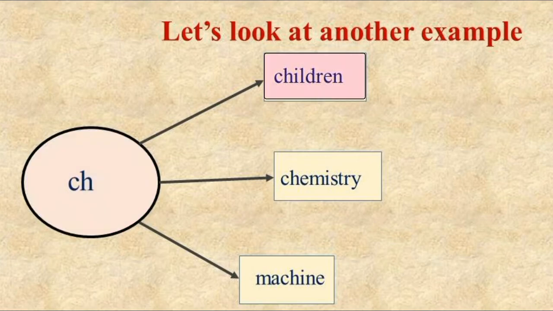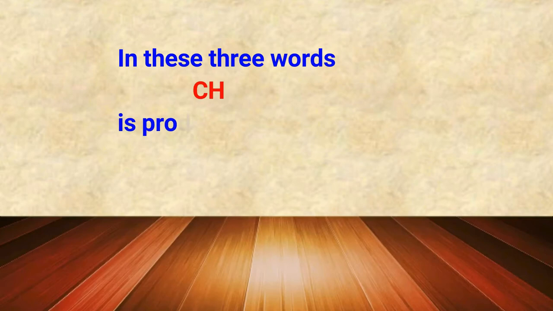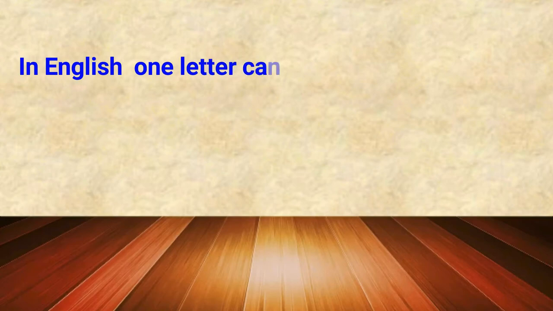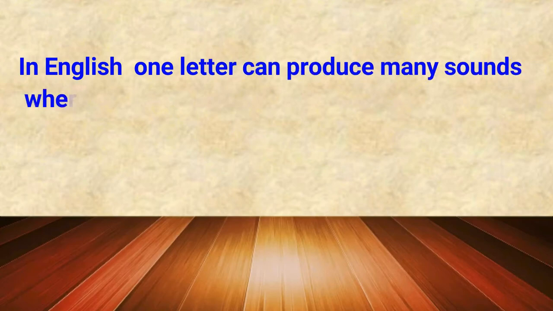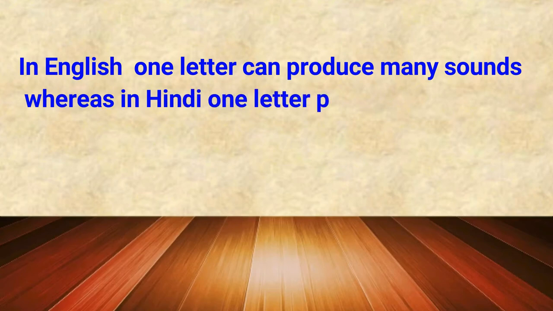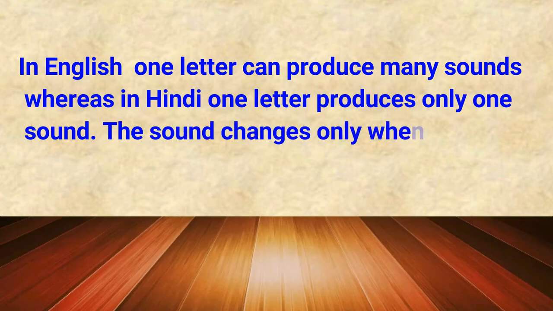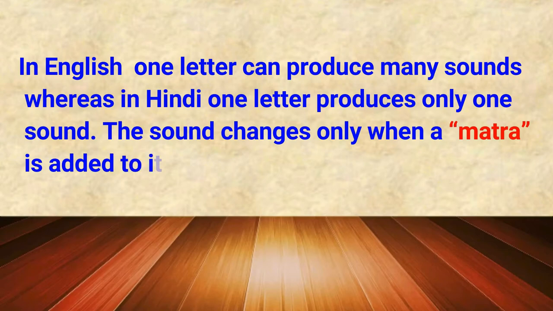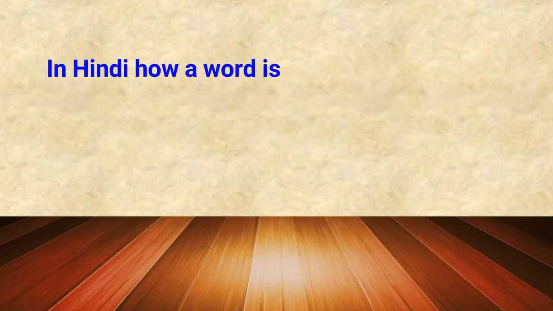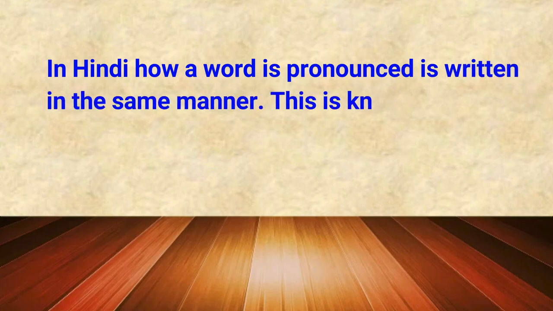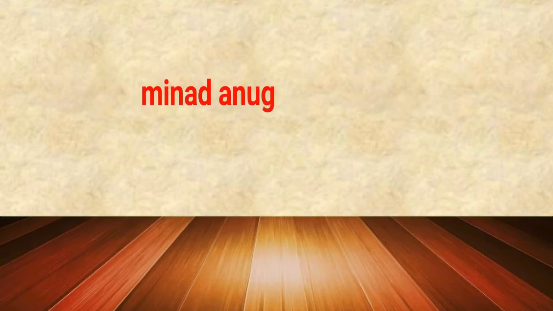CH. CH, children, chemistry, machine. In these 3 words, CH is producing 3 different sounds. In English, one letter can produce many sounds, whereas in Hindi, one letter produces only one sound. The sound changes only when a matra is added to it. In Hindi, how a word is pronounced is written in the same manner. This is known as Ninad Anugamani.